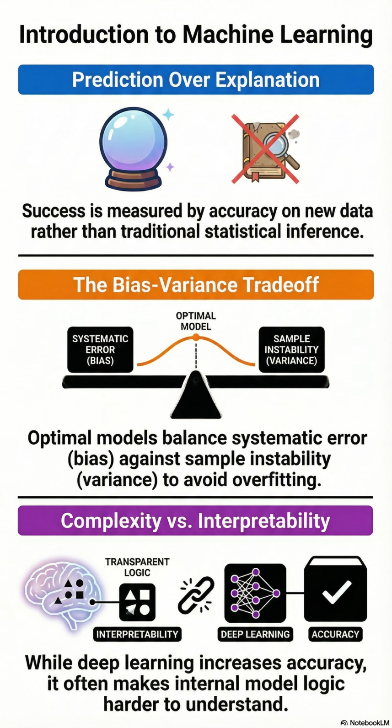Machine learning is fundamentally oriented toward prediction rather than explanation. The goal is to identify models that produce accurate predictions on new, unseen data, rather than to interpret coefficients or test hypotheses as in traditional statistical inference.